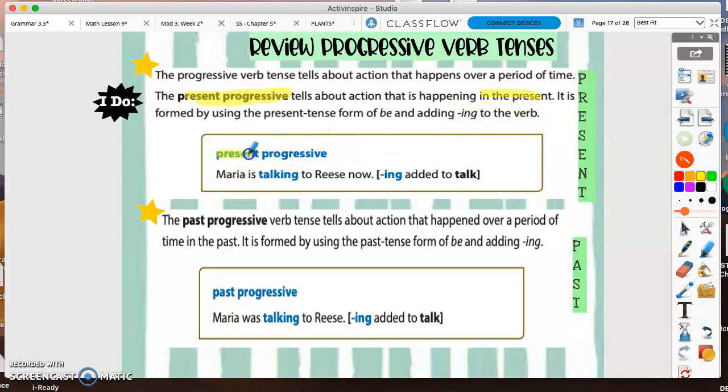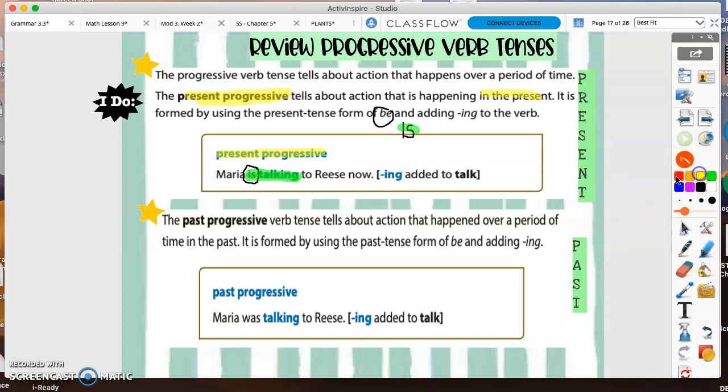So for example, we have a present progressive, and remember that it's always accompanied by its linking verb. So the present form of be is. Okay? So Maria is, there is my clue word, as I like to call it. So Maria is, well, I know that the verb is talking. So the present progressive verb of the sentence is talking.